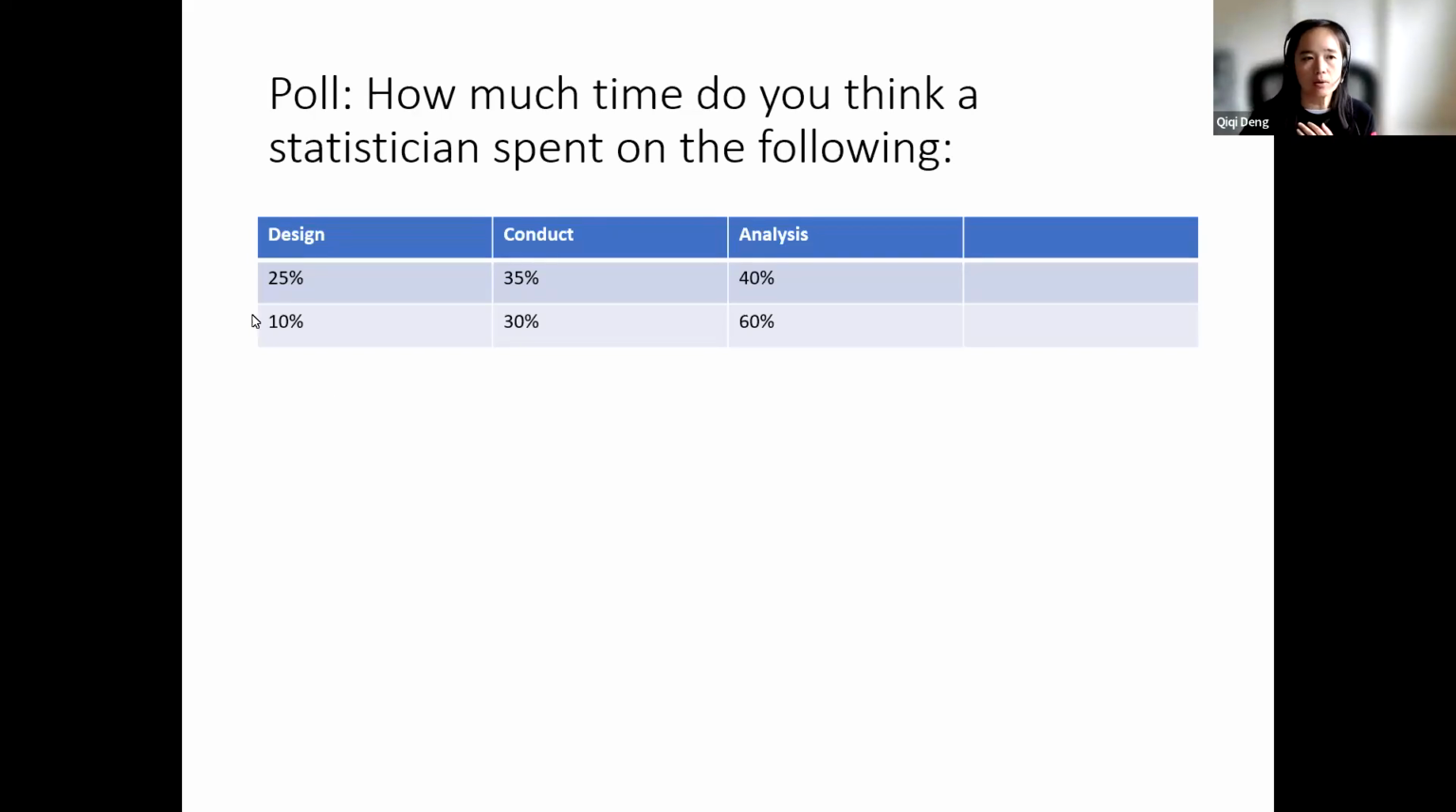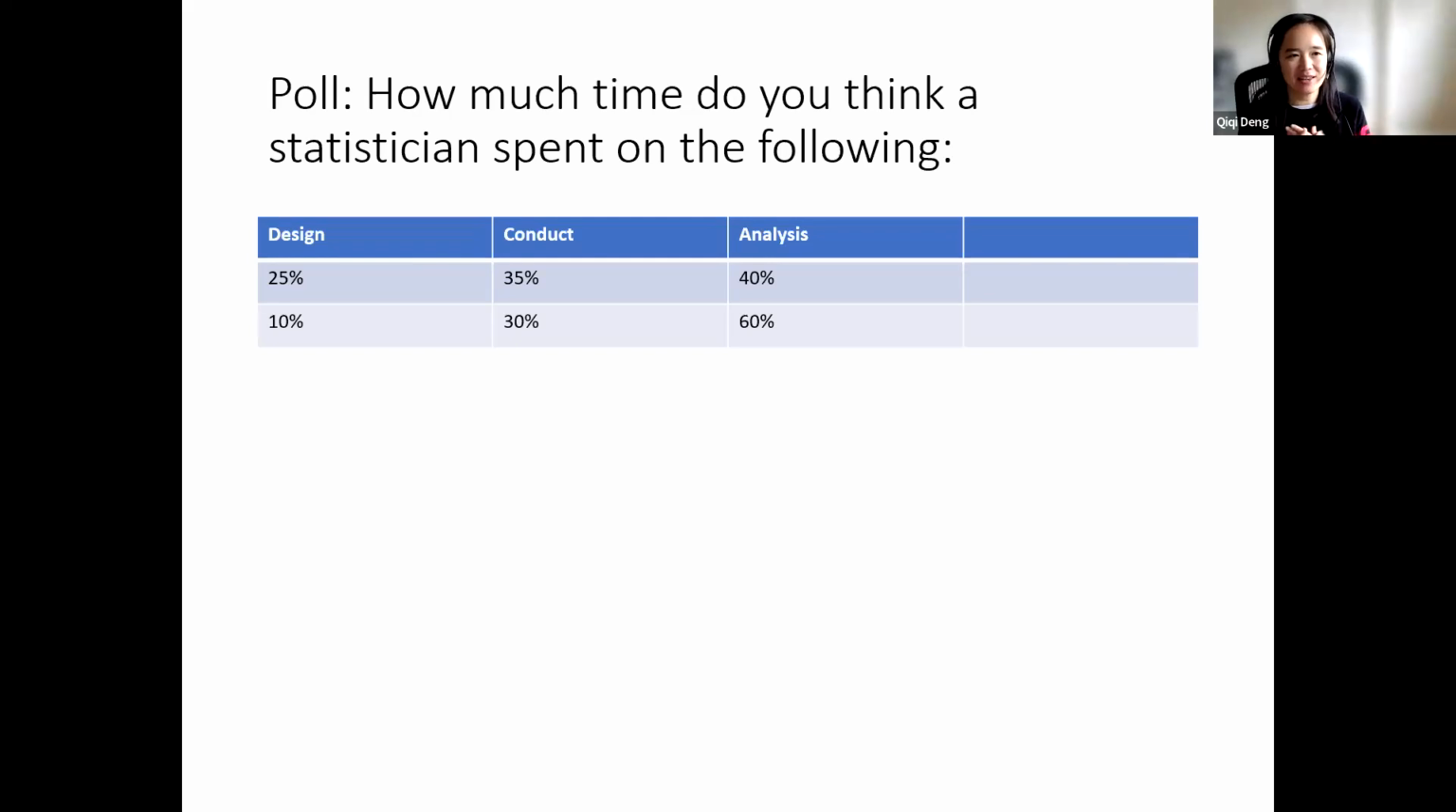So between these top 2 options, the 2 roles I provided, what would be your guess in terms of how much time I allocate to each of the aspects? We're not going to do an actual poll here, but I'm sure you probably have an answer in your mind.